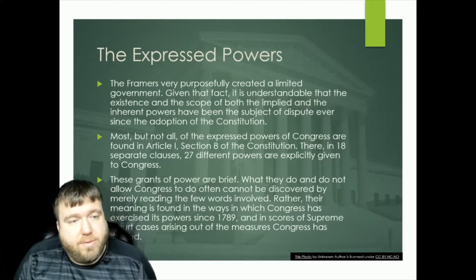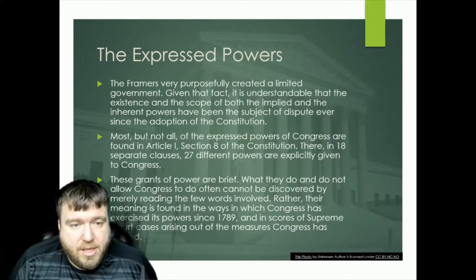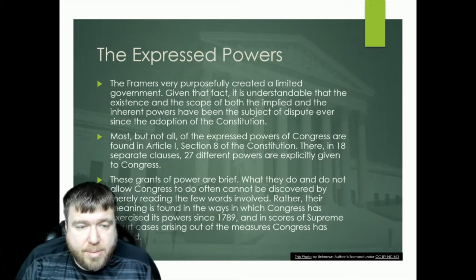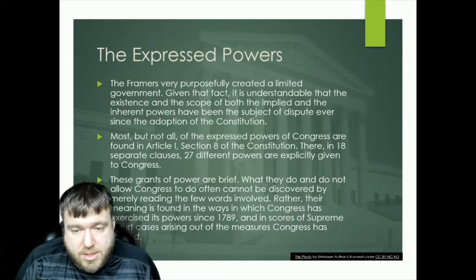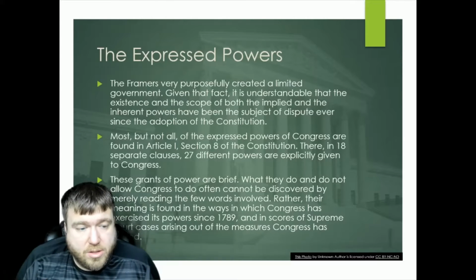The express powers. The framers very purposefully created a limited government. Given that fact, it is understandable that the existence and the scope of both the implied and the inherent powers have been the subject of dispute ever since the adoption of the Constitution. Most, but not all, of the express powers of Congress are found in Article 1, Section 8 of the Constitution. There, in 18 separate clauses, 27 different powers are explicitly given to Congress.